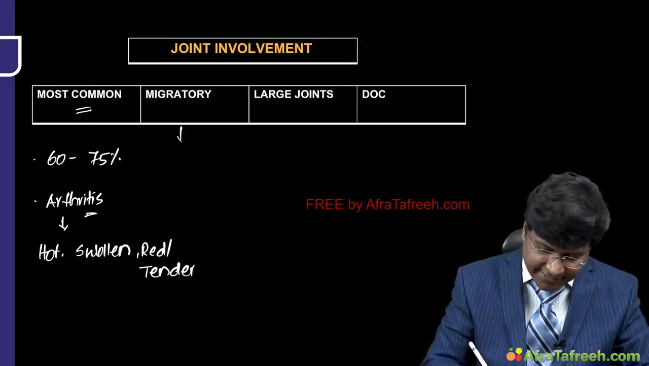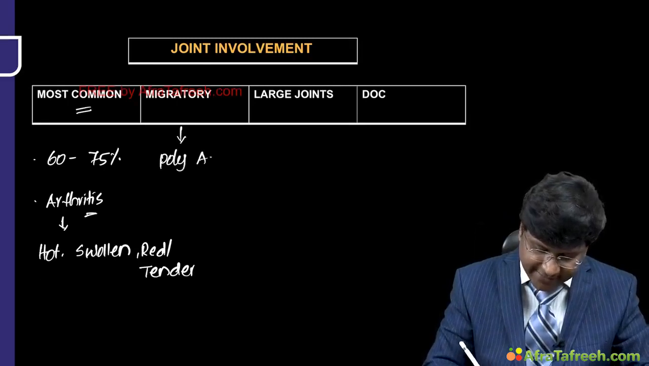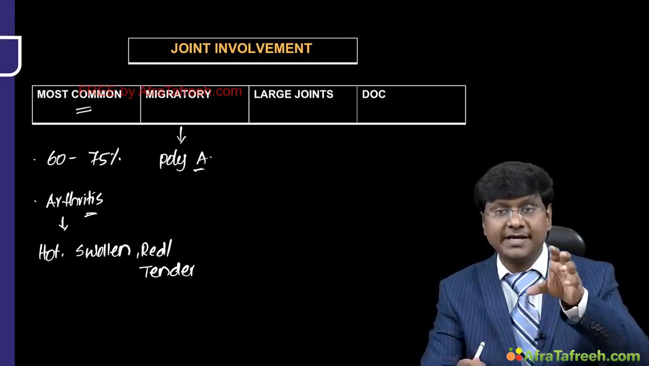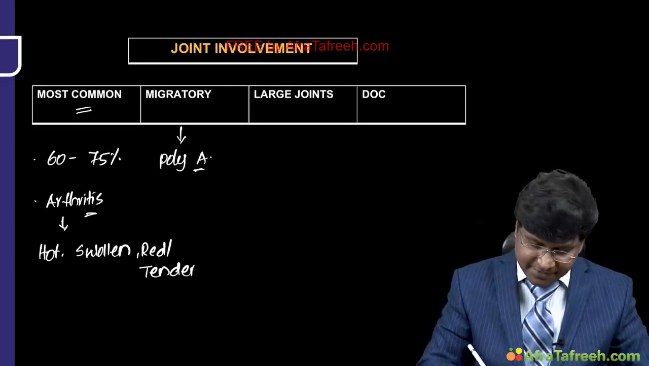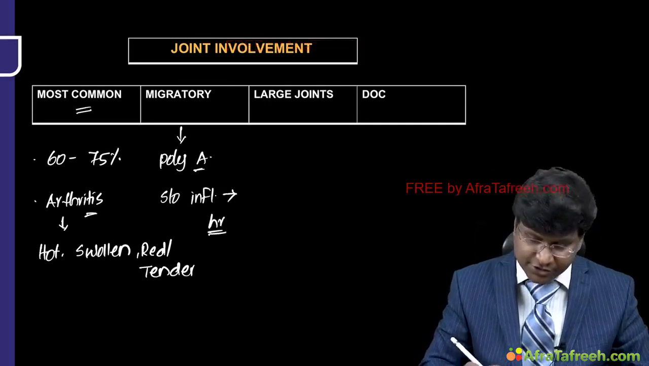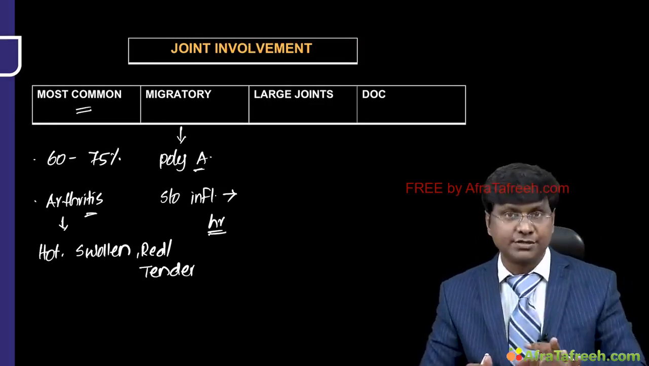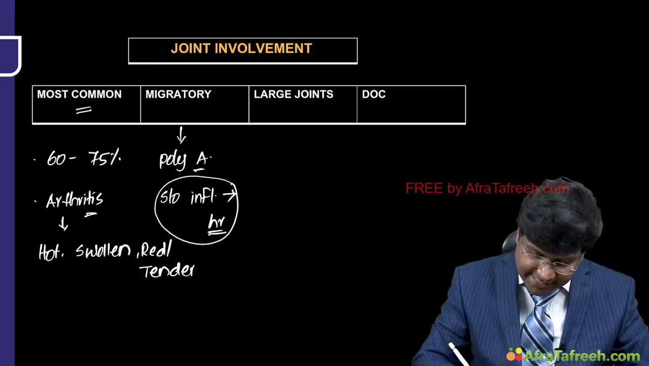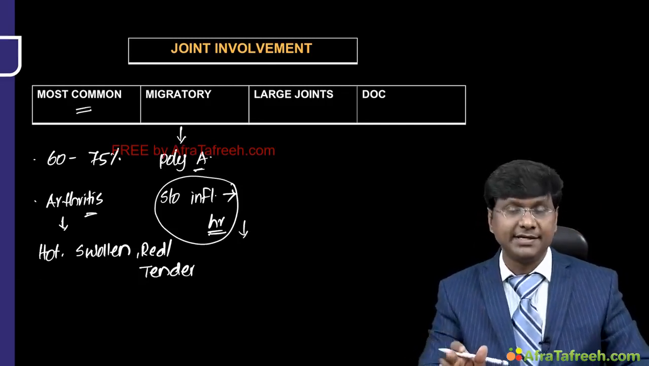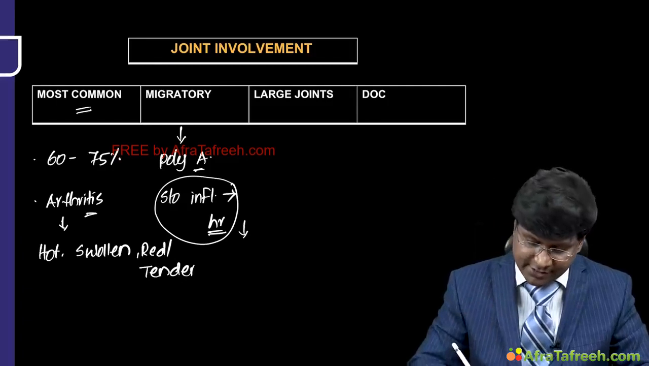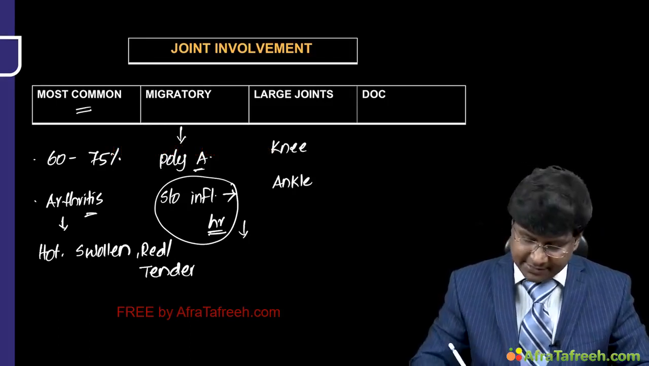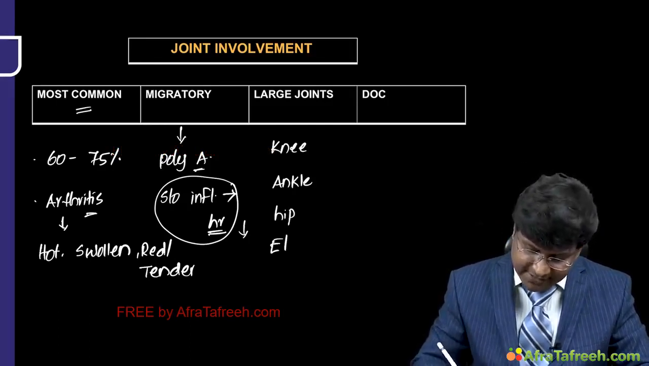And the type of polyarthritis will be migratory polyarthritis. Now what do you mean by migratory polyarthritis? That means the signs of inflammation will be present in one joint for a period of hours. Then the signs of inflammation in that particular joint will reduce, and they shift to the next joint. That is your migratory arthritis. The joints commonly affected are large joints, that is the knee, then the ankle, followed by involvement of the hip as well as the elbows.